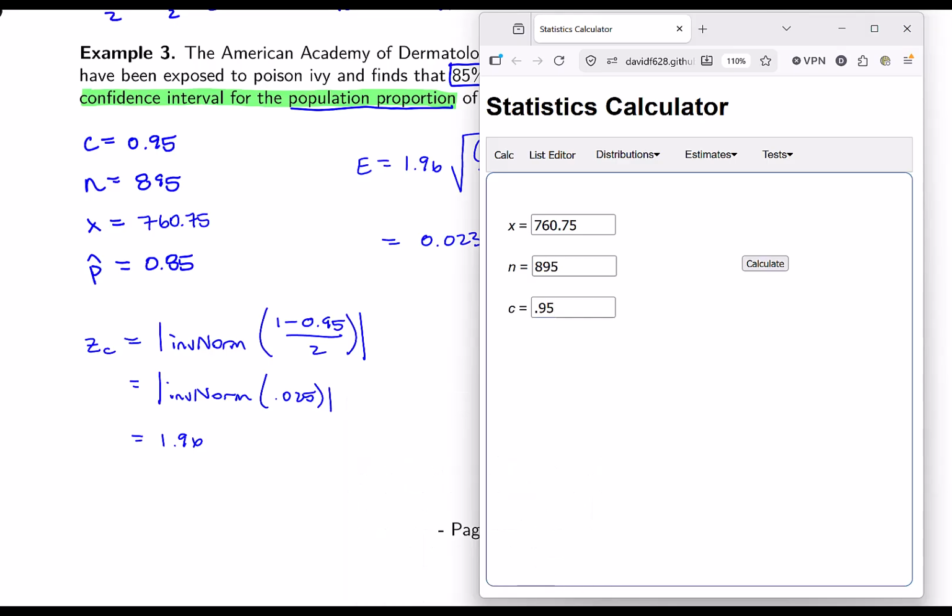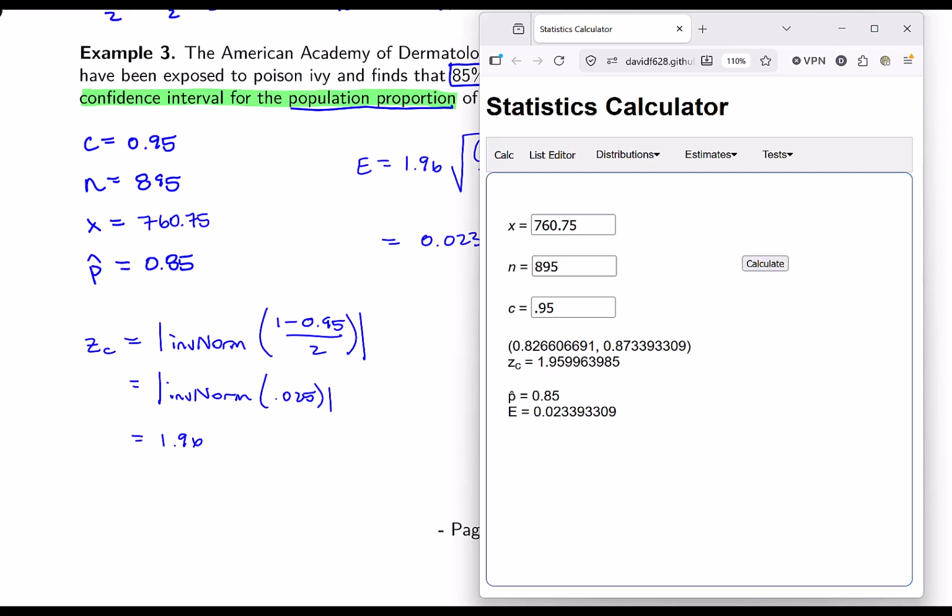All right, let's see if it yells at me for the non-integer value. Okay, it does not. It's actually fine with that. That's great. The reason it's okay with that is because if we had to round it to the nearest integer, which if you think about it, you can't really have 0.75 of a person developing a rash or not developing a rash. It needs to be an integer. But the thing is, p hat was given as 0.85, and 85% of 895 just happens to be a non-integer value. So it is what it is. We'll leave it as that to make sure we get the same answers.